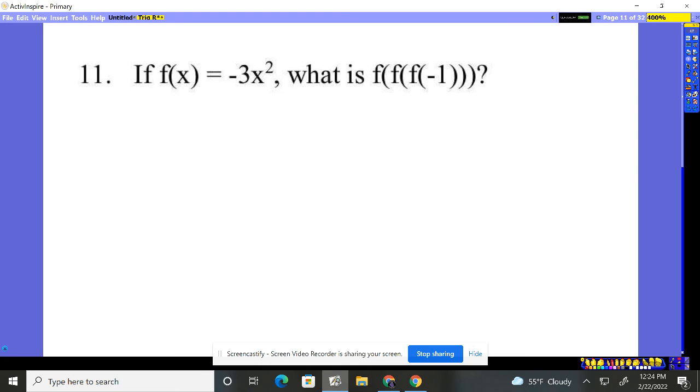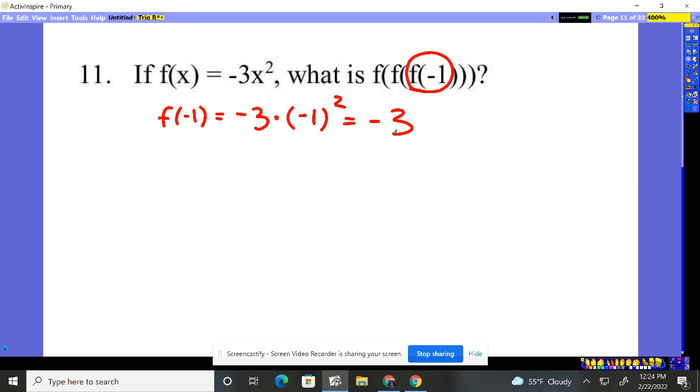All right, we have a function and we want to evaluate, want to plug it in a couple of times. So let's just first figure out f of -1. So f of -1, I'll plug -1 in there. So it's -3 times -1 squared. -1 squared is 1. -3 times 1 is -3. So the answer to that is -3.